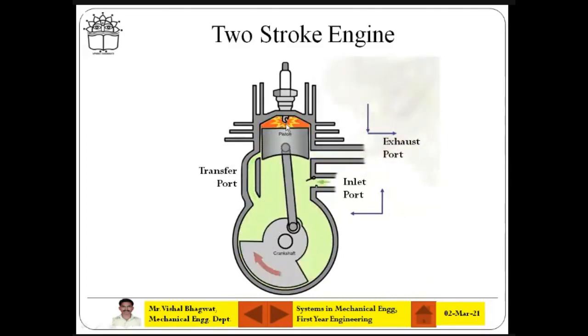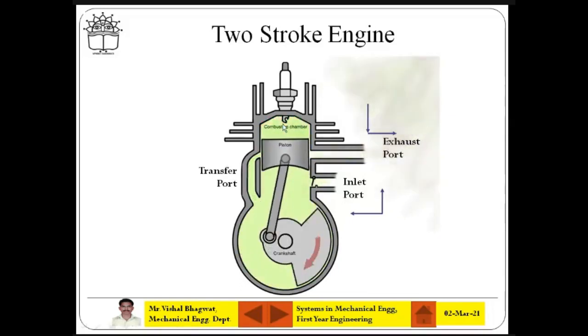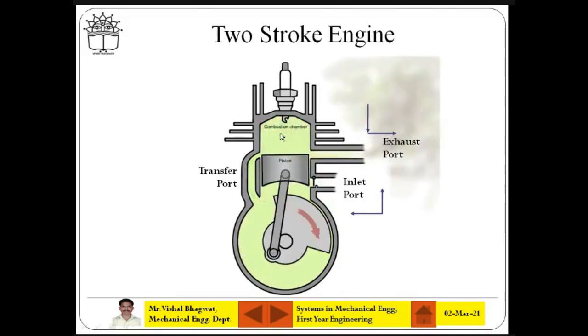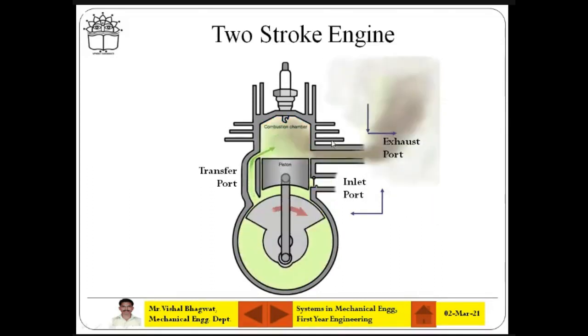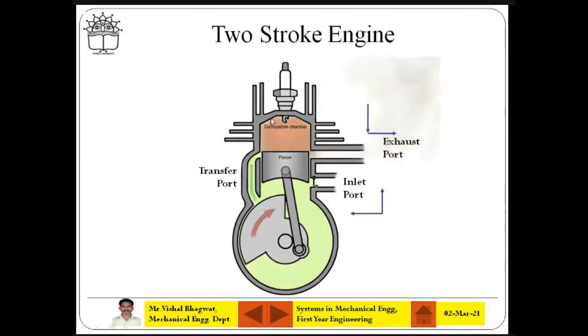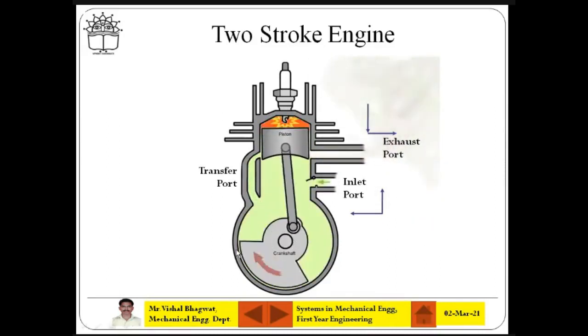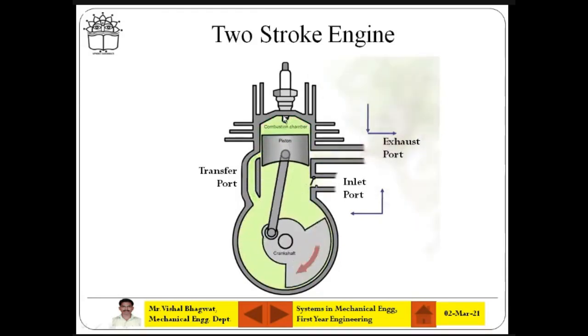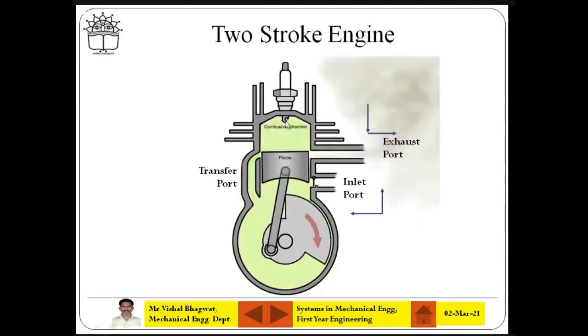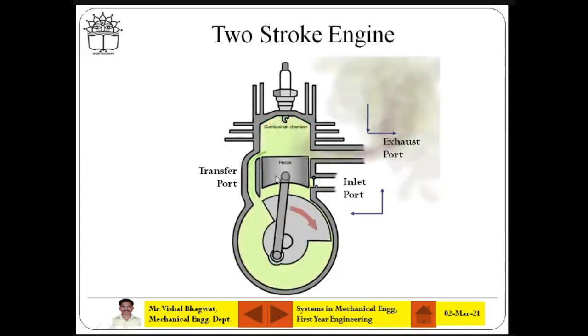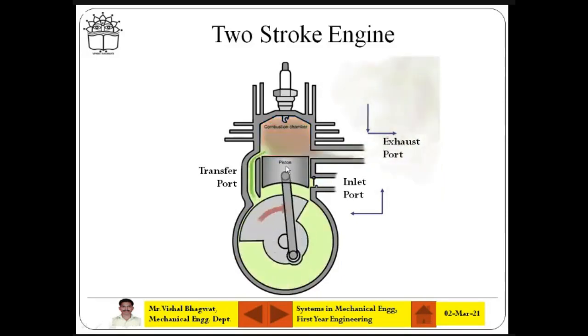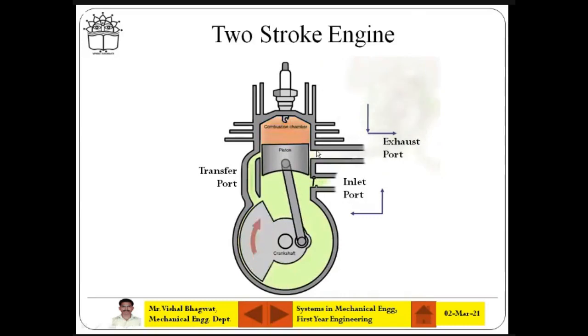When there is burning by the spark, then there is expansion, that is the power stroke. Then the piston is going down. When the piston is going down, there is a little bit of compression in the crankcase, fine. But there is an expansion stroke and power stroke. That is the second stroke. And at the same time, the exhaust port will be open and all burned gases will be sent out.